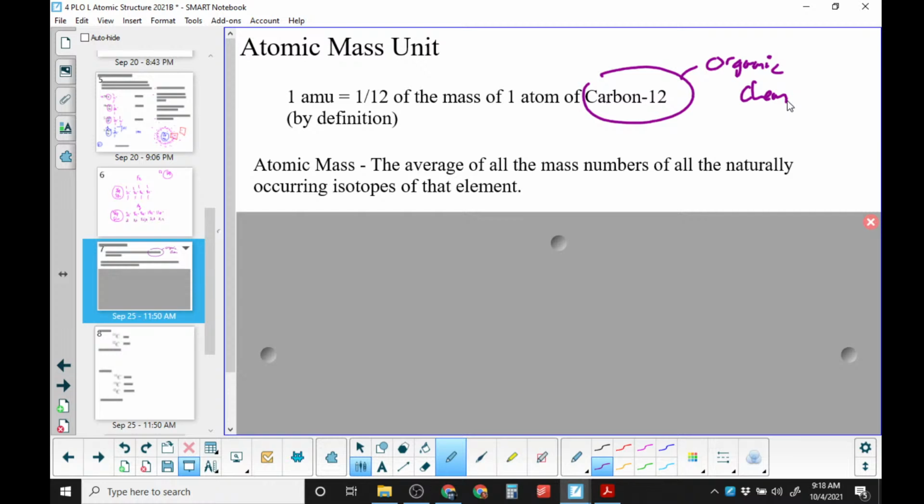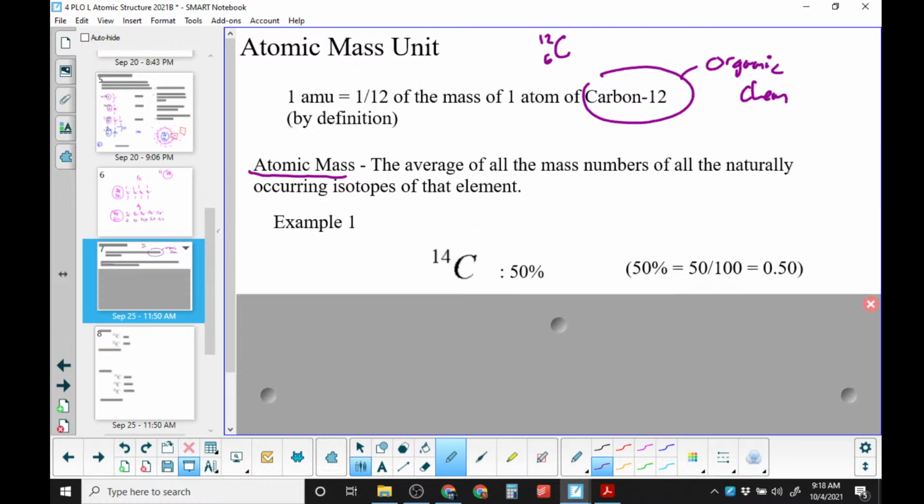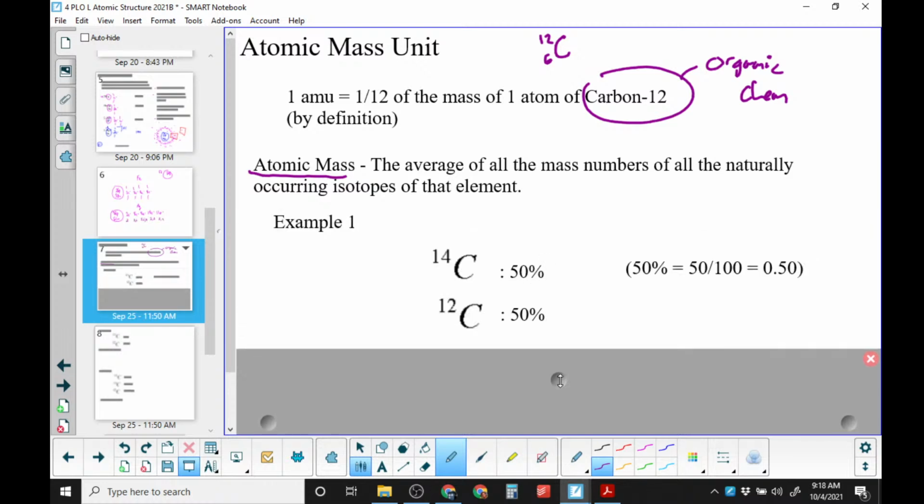So one AMU is 1/12 the mass of carbon, which has 6 protons, 6 neutrons, so it divides it evenly between them. So one AMU is the average mass of a proton and neutron. Atomic mass, as we've said, is the average of all mass numbers of all the naturally occurring isotopes of that element. And the first example I'm going to give you is for carbon-12 and carbon-14.